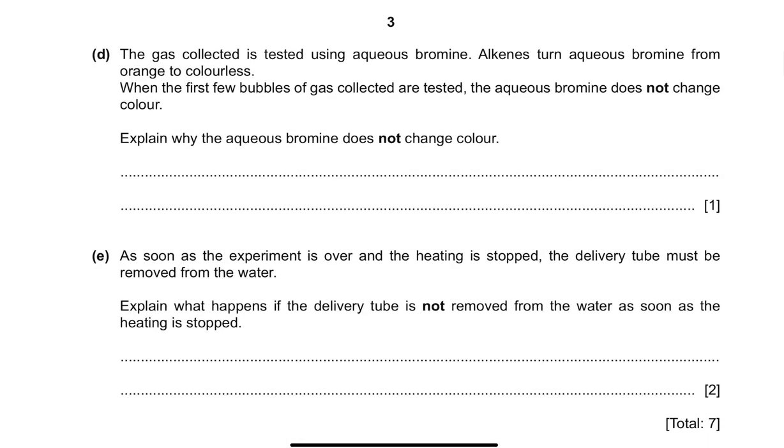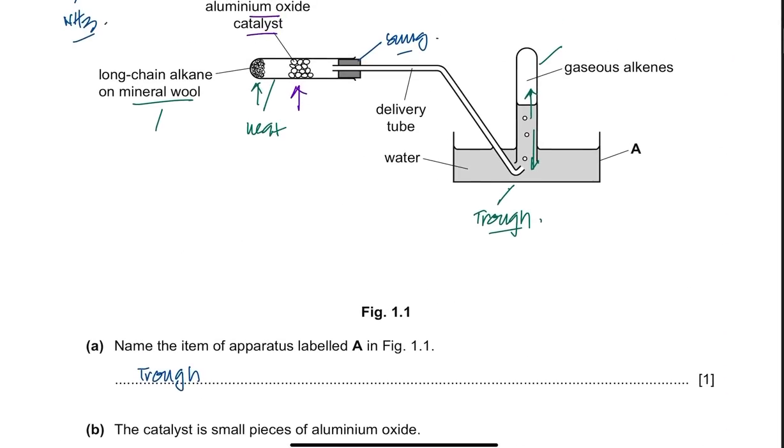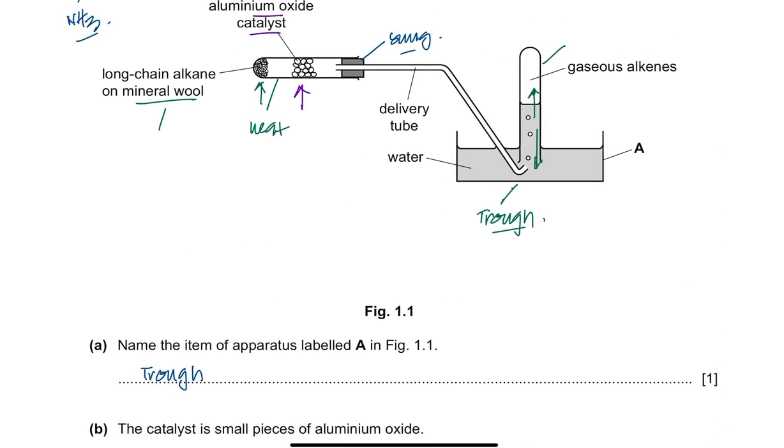Now, part D says, the gas collected is tested with aqueous bromine. Obviously, gaseous alkenes, once added to aqueous bromine, will decolorize it. It says alkenes turn aqueous bromine from orange to colorless. We know that. When the first few bubbles of gas are collected and tested, the aqueous bromine does not change color. Explain why. So it's basically saying, when the first few bubbles were tested with aqueous bromine, there was no change in color. That means they must not have been alkenes. Then what could it possibly be?